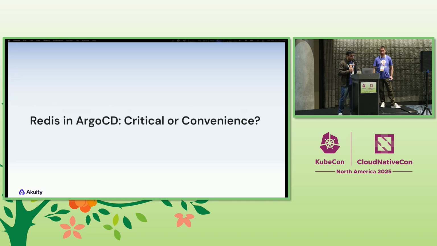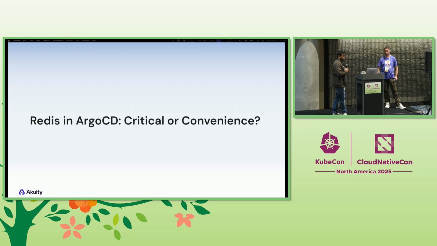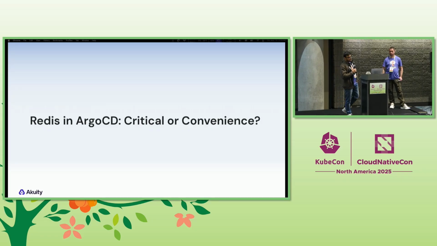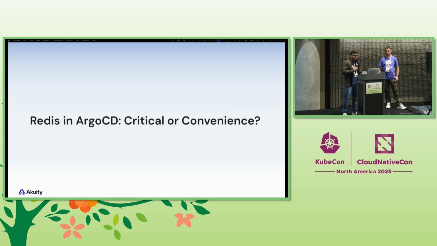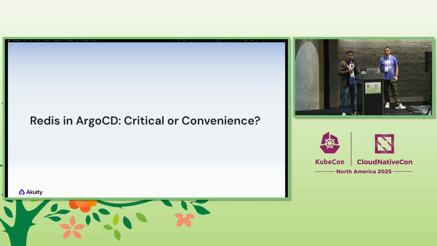Okay, now that we know about the architecture, let's talk a bit more in details about Redis in Argo CD, whether it's a critical component or it's just a convenience for us, right? So as I was saying, Redis is just an in-memory store, and most applications just use Redis as a temporary store for speeding up queries and processes, right? And in short, Argo CD does the same. For Argo CD, Redis is just a disposable cache, and that means it's not a critical component.